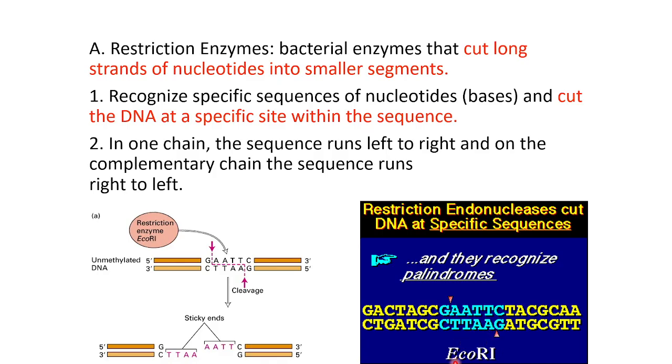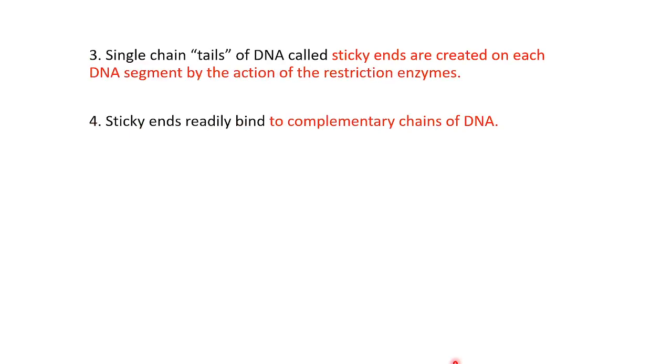It's very unique among sequences because only a few specific sequences can occur in such forms, and that is why restriction enzymes are designed to identify these palindromic sequences and cleave them or chop them. So they recognize specific sequences of nucleotides or bases and cut the DNA at a specific site within the sequence. One chain runs left to right and the other runs right to left, so that's the 5' to 3' and the 3' to 5'. That's very common.